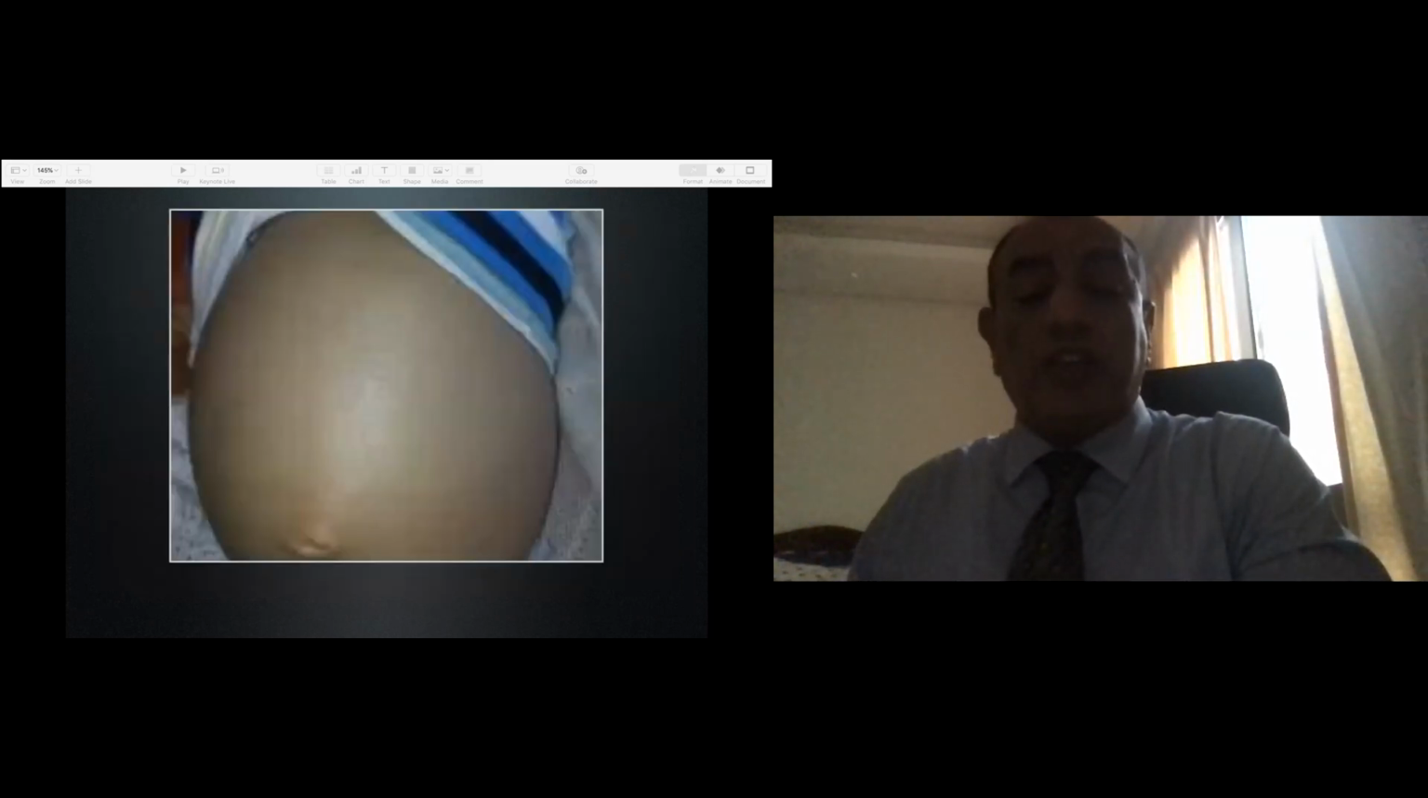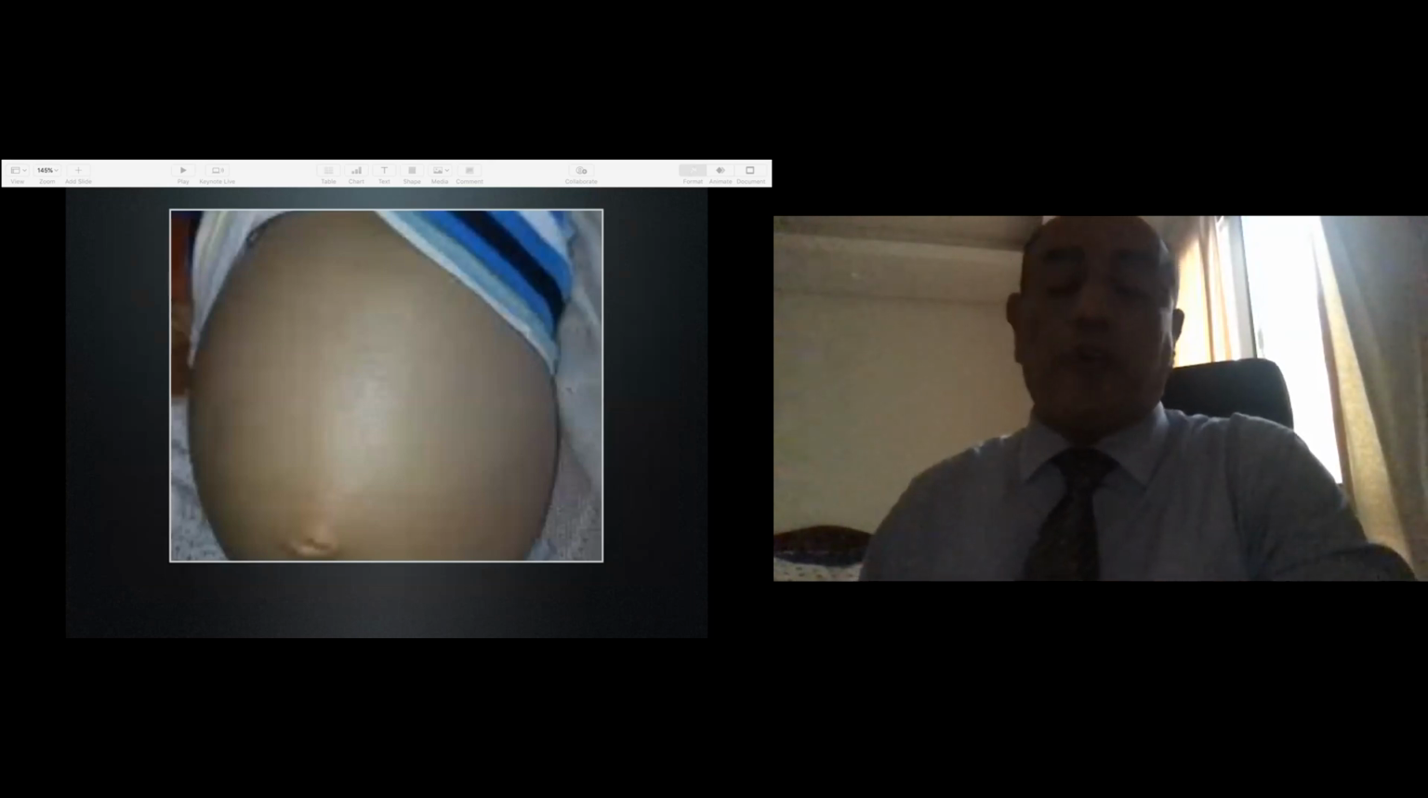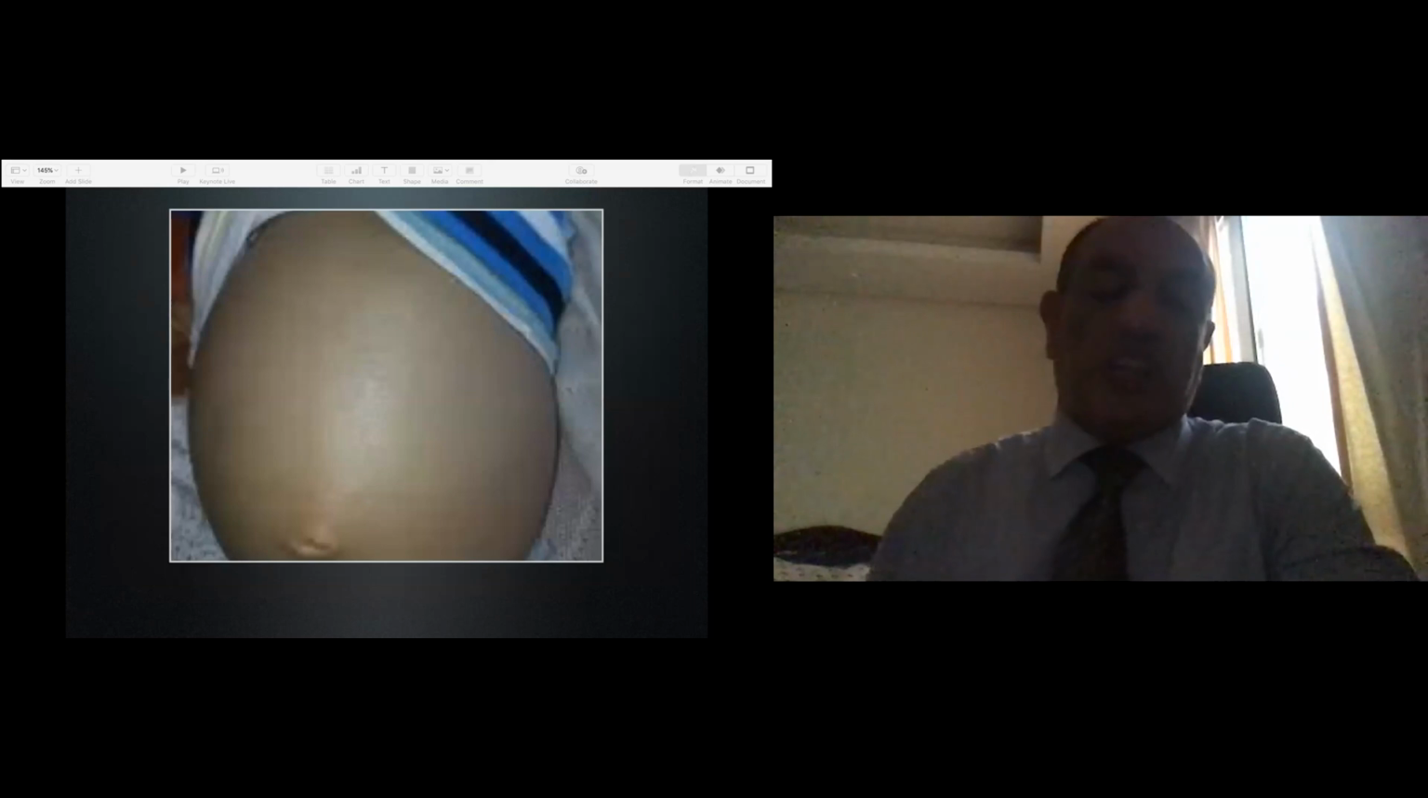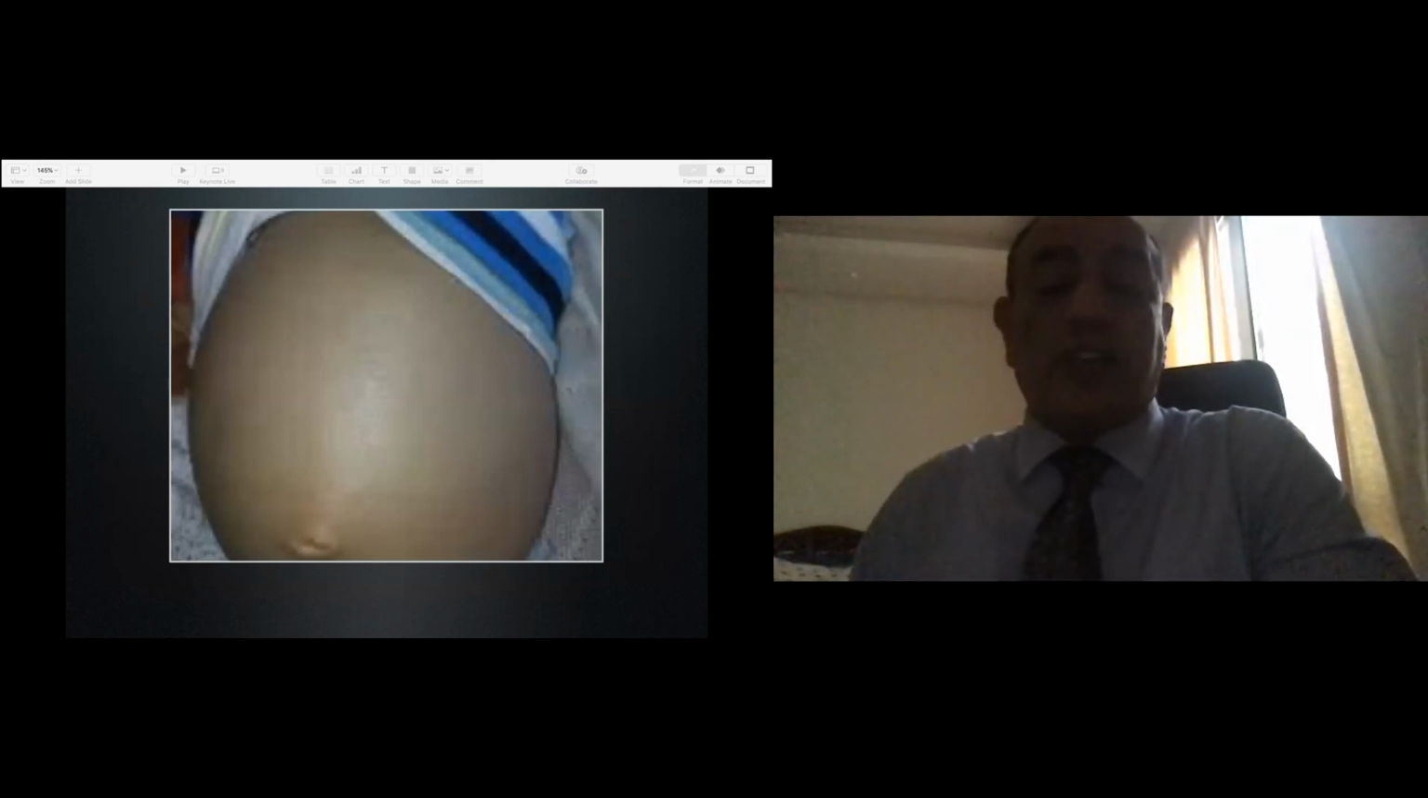But they sent this patient to cardiology. This is classic ascites, and if you look at the lower limbs of this patient, there is no edema. This is what is called ascites precox.